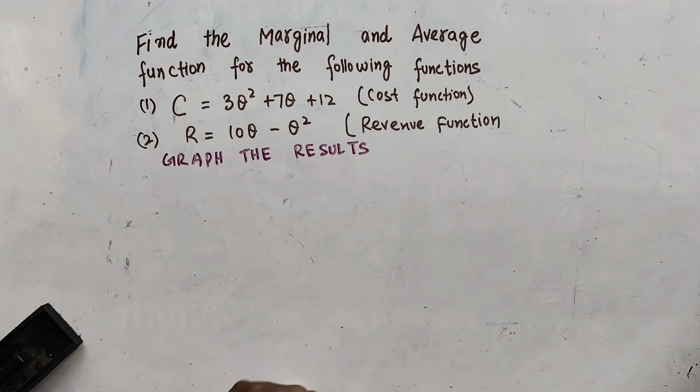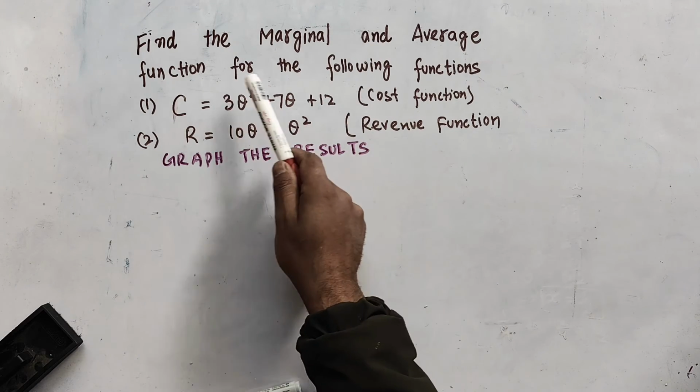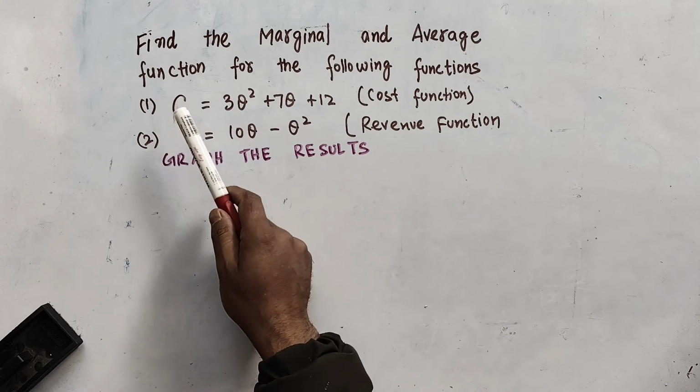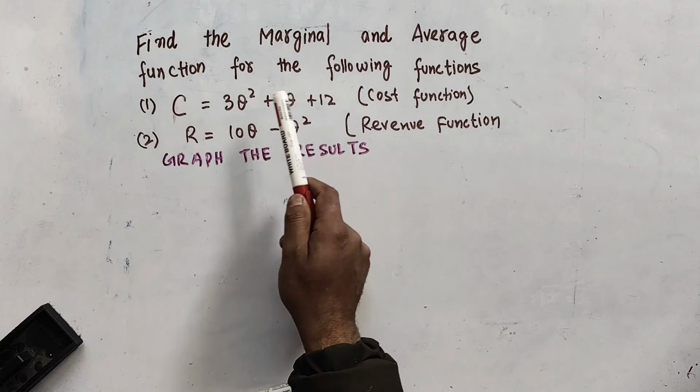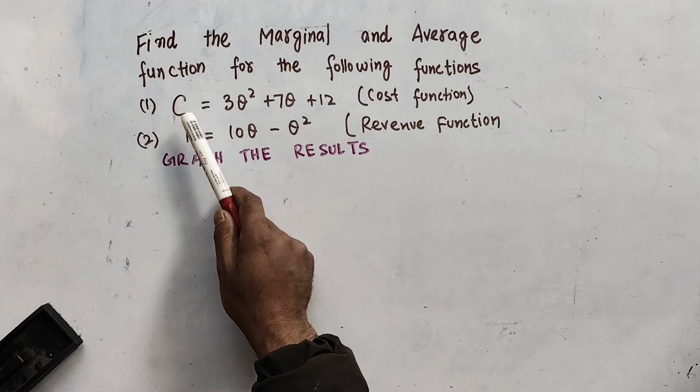In this video, we will learn how to find out the marginal and average functions and how to graph them. The question is, find the marginal and average functions for the following functions. We have the total cost function, C is equal to 3q square plus 7q plus 12. Q denotes the output, C is the total cost.